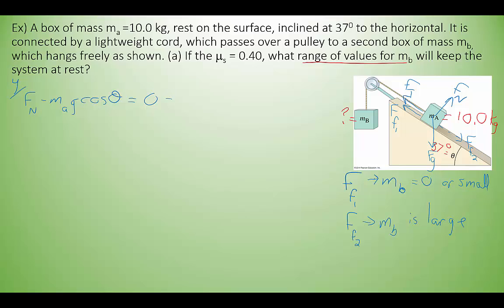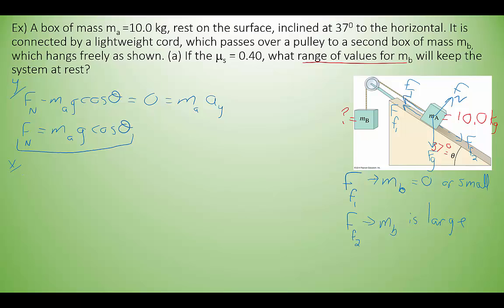And keep in mind, of course, that this is also Newton's second law, so MA times A in the y direction, where MA is the mass of box A, and then the acceleration in the y direction. So we can simplify this, and we can then say that the normal force is equal to MAG cosine theta. If we consider both cases, let's start with the first case, however.